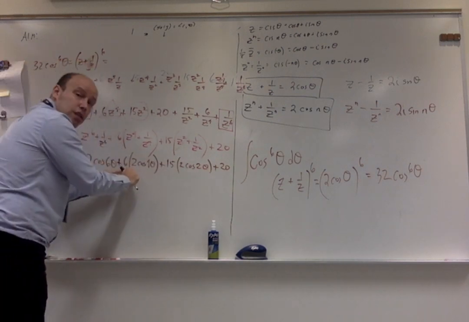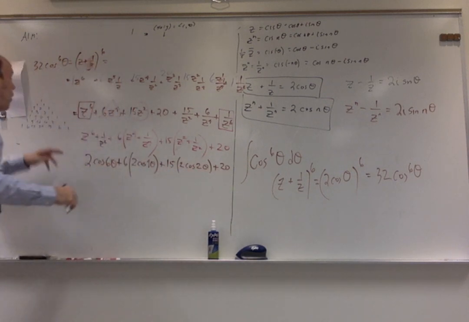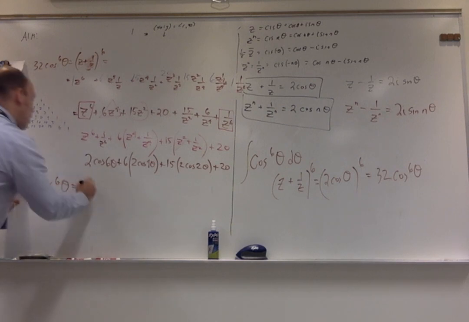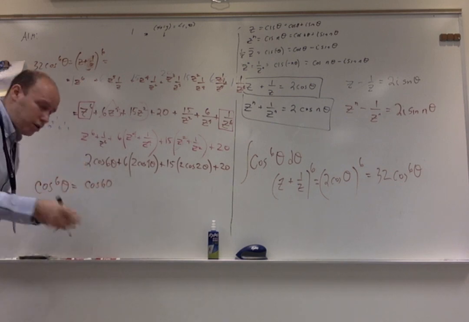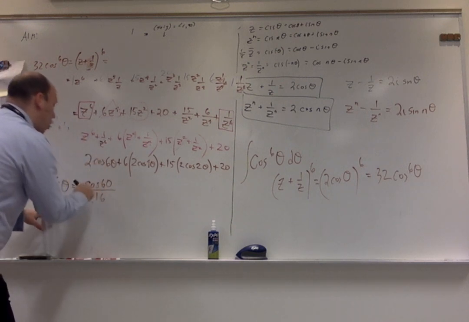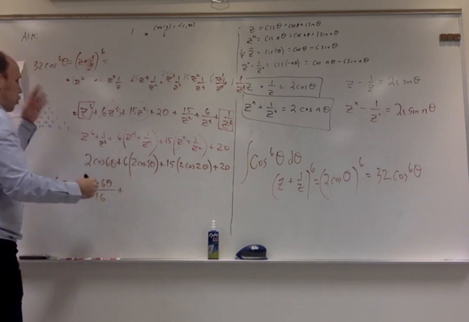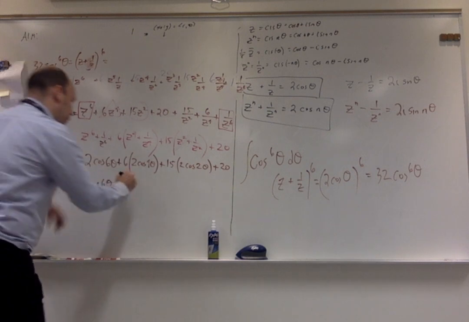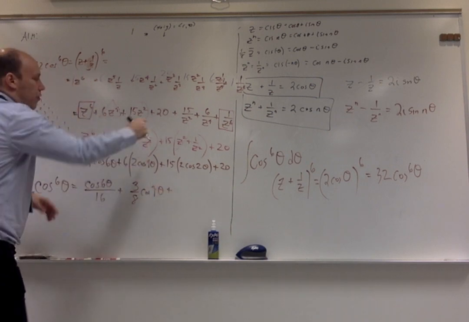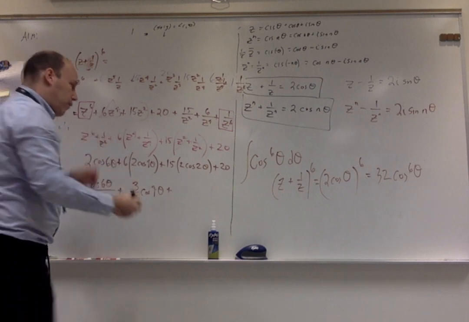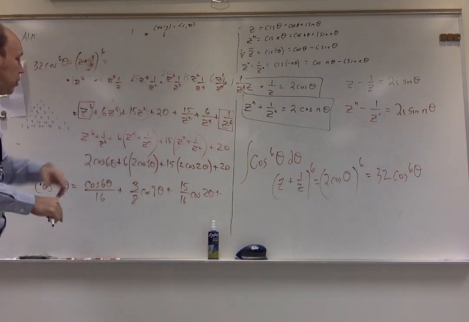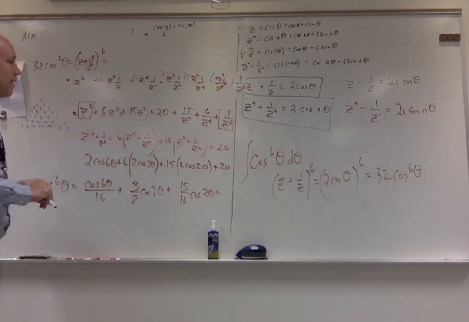I'm going to multiply the 6 and the 2, the 15 and the 2, and I'm going to divide out that 32. So we can say cosine to the 6th power is equal to 1 over 16 cosine 6 theta plus 12 over 32, 6 over 16, 3 over 8, cosine of 4 theta plus 30 over 32, 15 over 16, cosine 2 theta, plus 20 over 32, what is that? Dividing by 4s, that is 5 over 8.